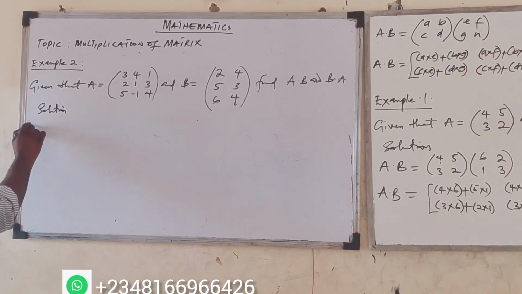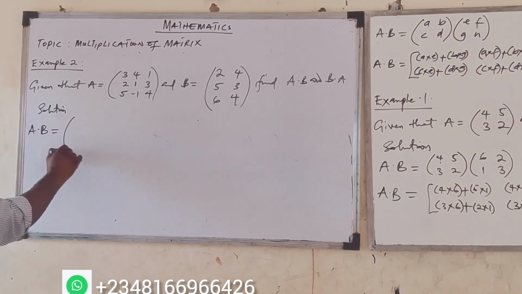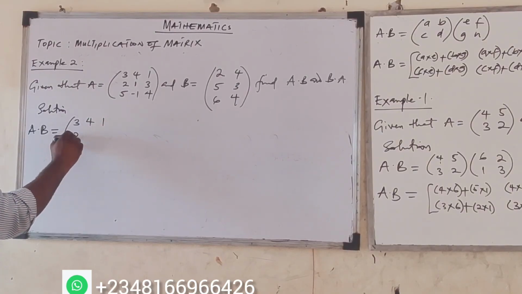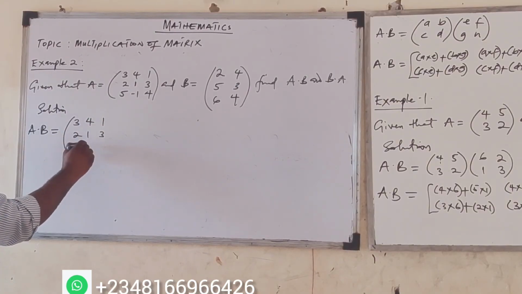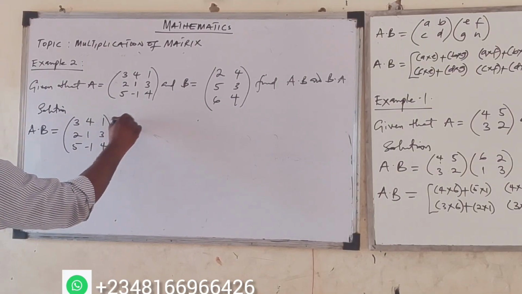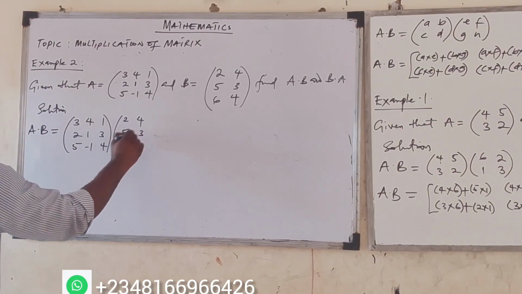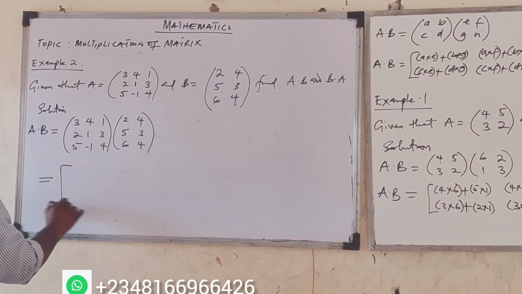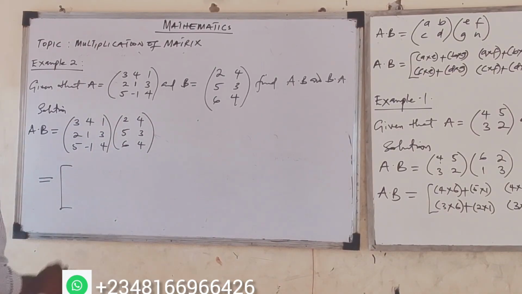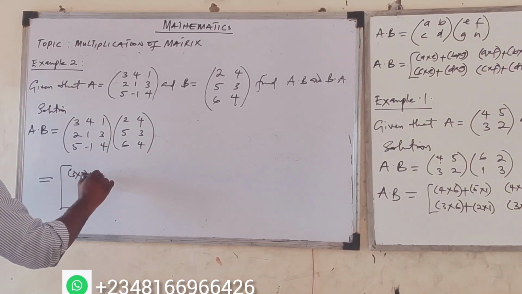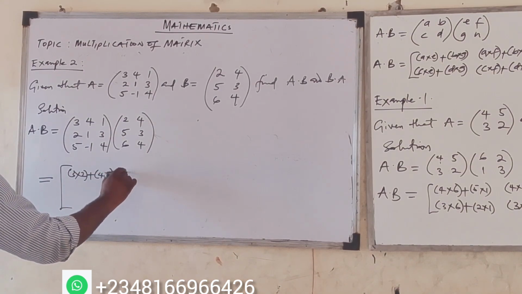A dot B will be equal to the whole of matrix A. You bring in A first. We have 3, 4, 1, 2, 1, 3, 5, minus 1, 4, then times B, which is 2, 4, 5, 3, 6, and 4. So the whole of this will be equal to, here we have this times this, so we have 3 times 2 plus 4 times 5 plus 1 times 6.